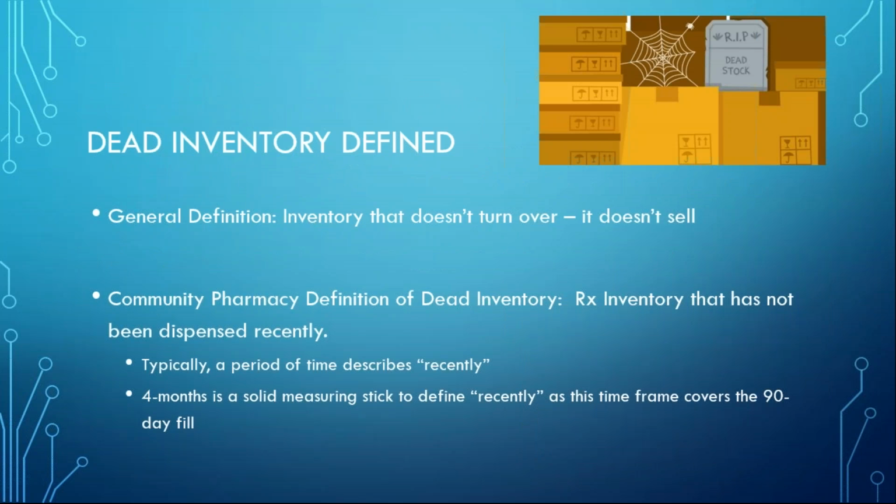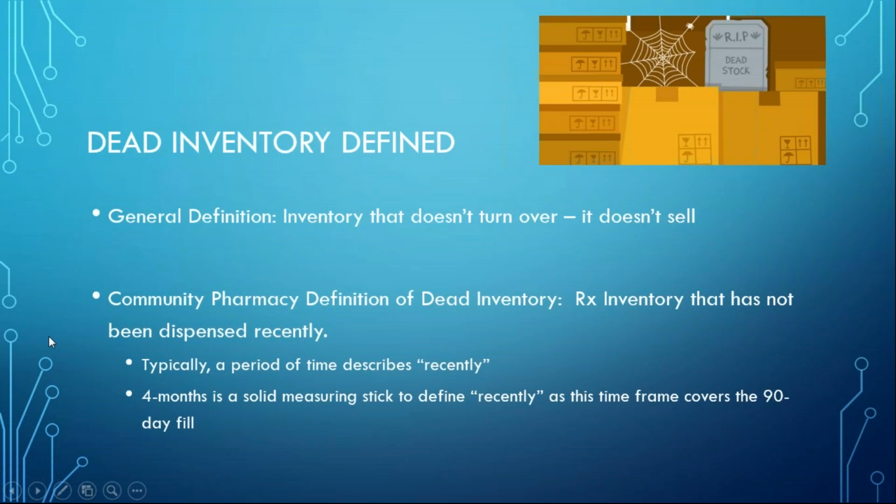So let's just define what dead inventory is. The general definition of dead inventory is any item that doesn't sell, doesn't turn. It's sitting on the shelf, collecting dust, and costing you money. In the world of community pharmacy, the definition of dead inventory narrows a little bit, and it's basically items that haven't been dispensed recently.